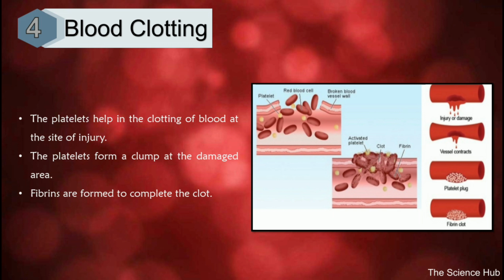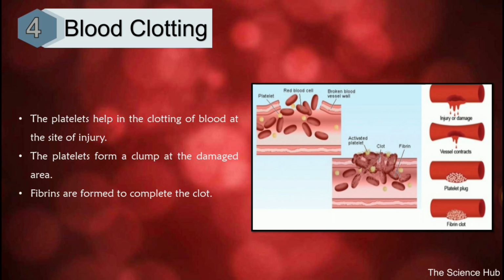The fourth function of blood is blood clotting. The platelets present in the blood help the clotting of blood at the site of injury and prevent further blood loss. The platelets form a clump at the damaged area. Fibrins are also formed to complete the clot.